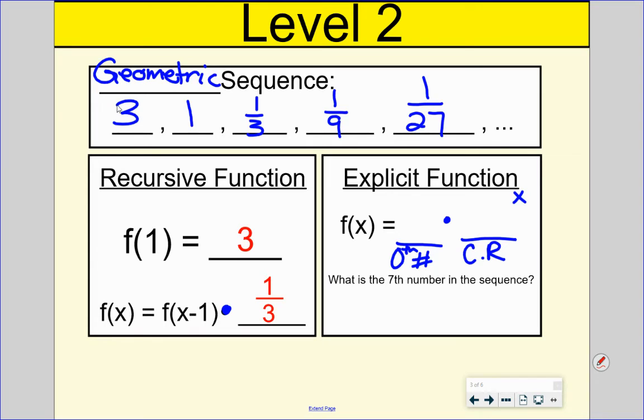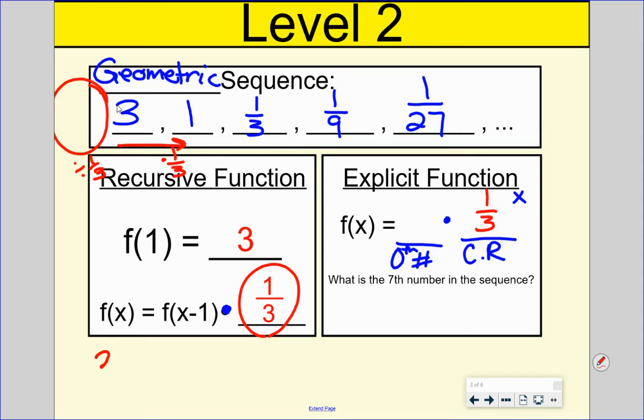I'll change colors here. Our constant ratio, we already got that from this recursive function. Our constant ratio is 1/3. What is our 0th number? Well, our 0th number, we come up here. If we are multiplying going this way by 1/3, then to get this number out in front of this number, we need to do the opposite and divide by 1/3. So what is 3 divided by 1/3?